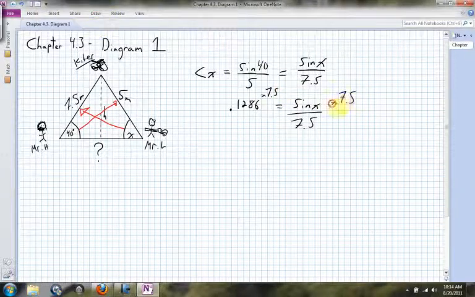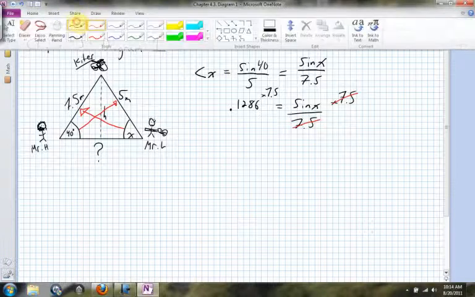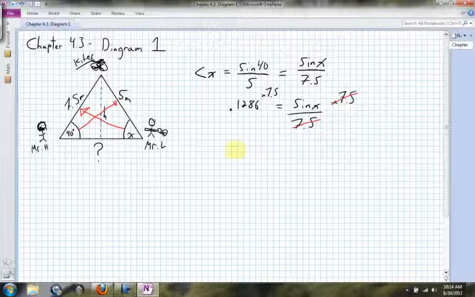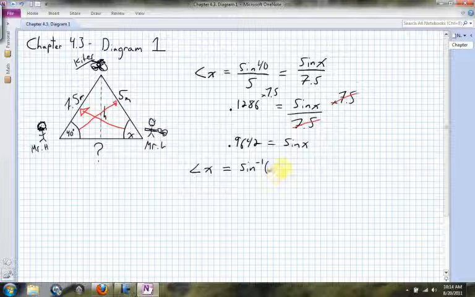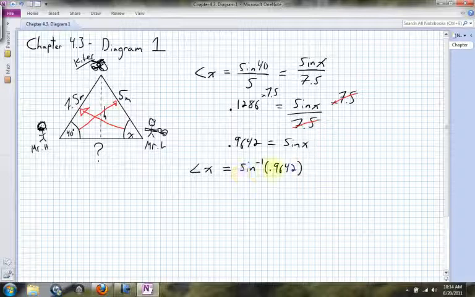On the right side here, those cancel out. That's why I multiply by it. On the left side, I'm left with 0.9642 is equal to sine x. And then remember, when we're solving for an angle, we have to use sine to the negative 1 of 0.9642.